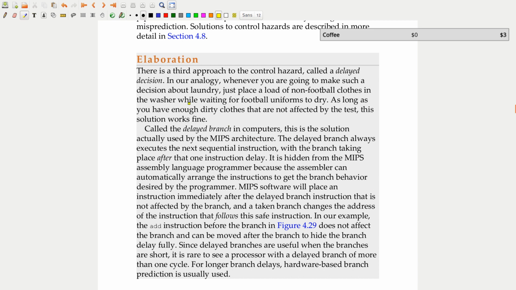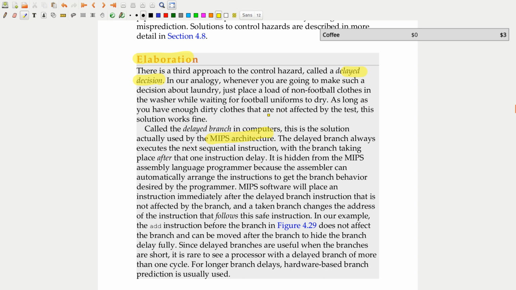So there is a third approach, apparently, called delayed decision. So in our analogy, whenever you're going to make such a decision about laundry, just place the load of non-football clothes in the washer while waiting for football uniforms to dry. As long as you have enough dirty clothes that are not affected by the test, this solution works fine.